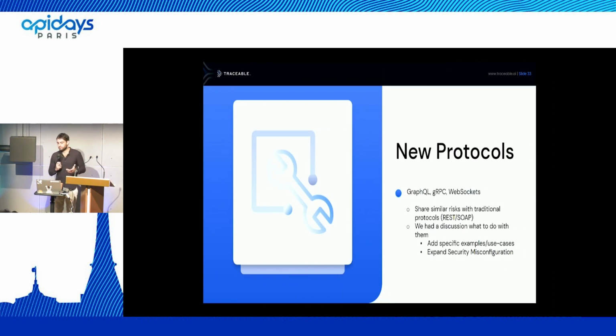The last point I want to talk about is that there are many new protocols when it comes to APIs. It's not only REST APIs. We also have GraphQL, gRPC, WebSockets, and we have been discussing with the leadership team and the community: what should we do with these protocols? Should we create a new category for GraphQL? We ended up deciding that the risks for GraphQL and the other protocols are very similar to the risks when it comes to REST, and this is why we're going to add examples for each one of these protocols under the existing categories to cover GraphQL and gRPC.